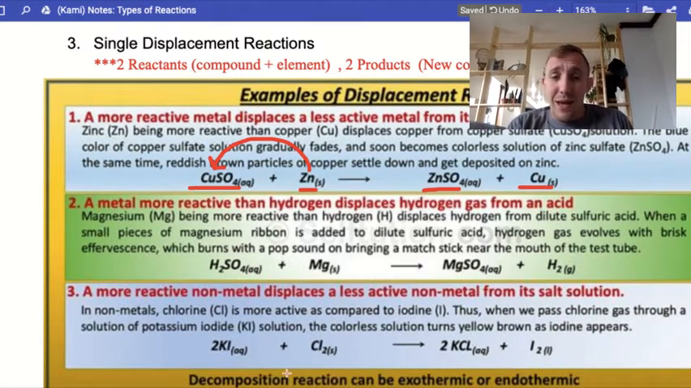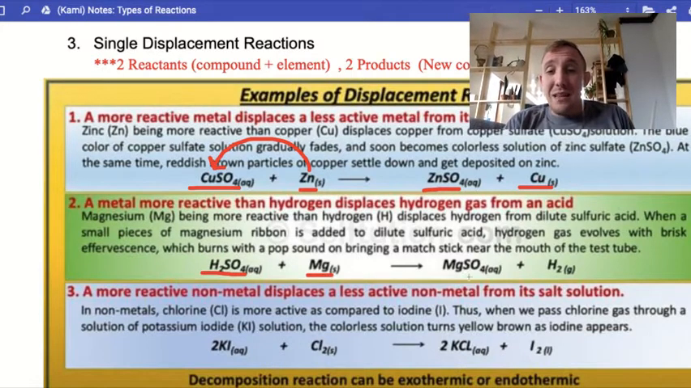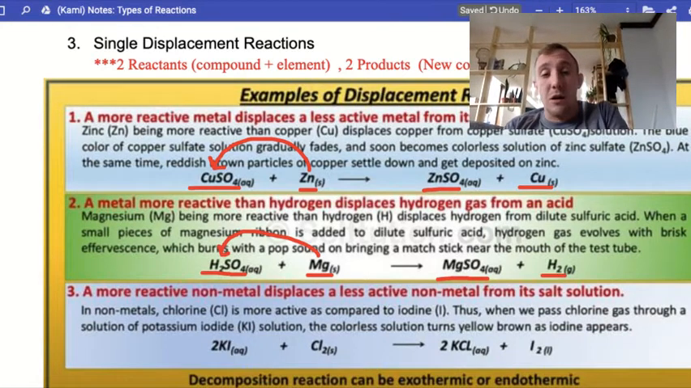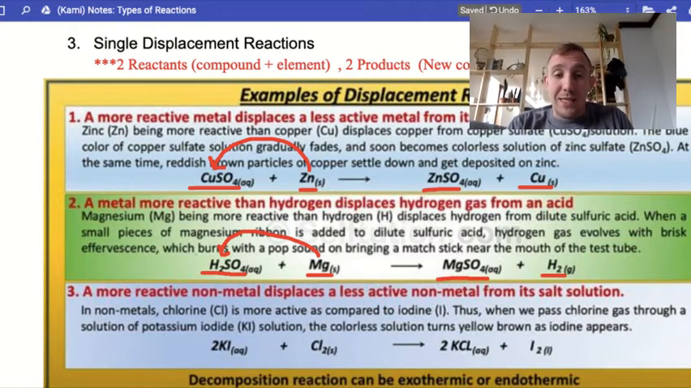So just remember, it is a compound plus an element, and then you're going to get a new compound, because this magnesium is going to replace one of the elements, and then that new element that was replaced is going to be by itself. So magnesium replaced hydrogen. So if we look after, at my products, my hydrogen's now by itself, and magnesium took the spot of hydrogen.